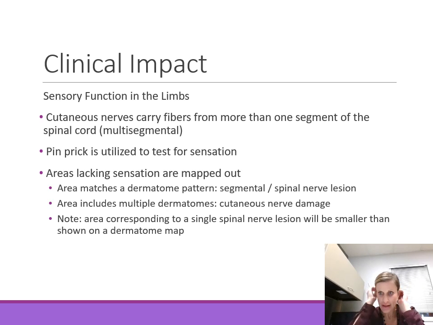Knowing the dermatomes and the sensory nerves that innervate different parts of the leg is important because we can do sensory testing on the limbs to find out information about the different spinal cord segments and nerves. The cutaneous nerves in the legs carry fibers from more than one segment of the spinal cord. They're multi-segmental. So we can use sensory testing to see where there's a loss of sensation, and that can help us to determine if there's damage to the spinal cord segment or spinal nerve, or if the damage is in the cutaneous nerve fiber.